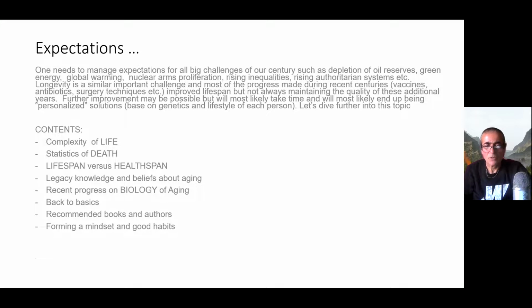So in the contents, there will be the complexity of life. We'll talk about statistics of death, lifespan versus health span, legacy knowledge, recent progress, and then we'll go back to basics and talk about the people that are doing this research. And in the end, we will finish with what we can do individually. How can we improve our own capacity to live a healthier life and age well?